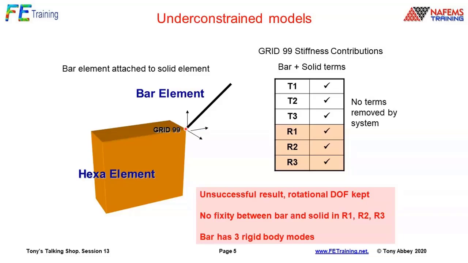So we actually get 3 rigid body motions there. So it's an unsuccessful result. We're going to get rigid body motions, and away we go. So there are many and varied reasons why we can have it: forgetting to constrain a model, dissimilar elements, and so on.